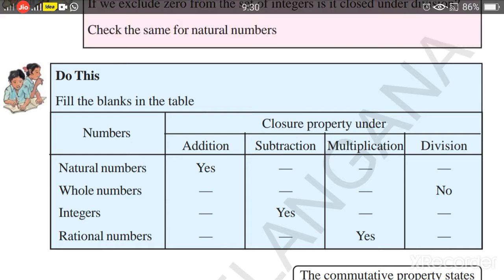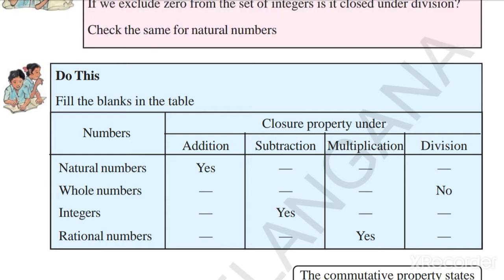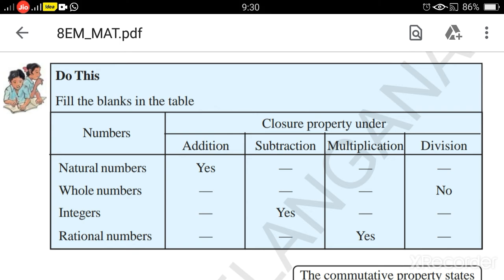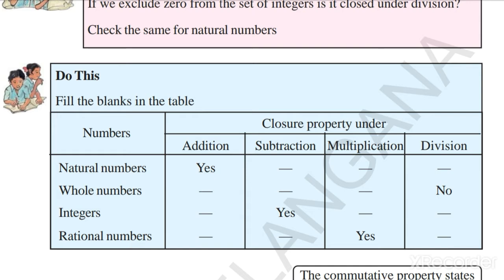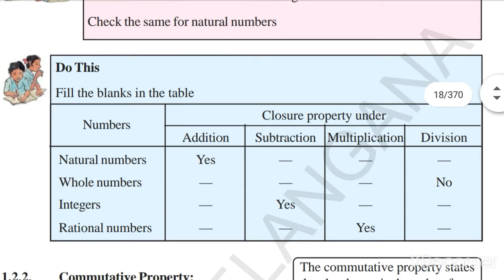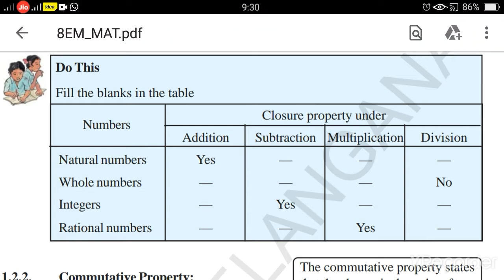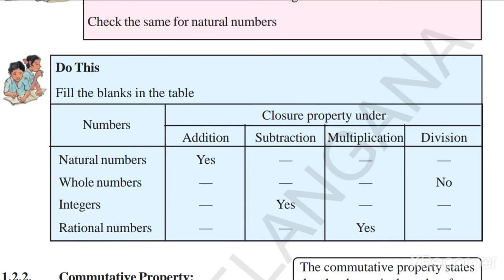Yesterday's class I discussed the closure property for natural numbers, whole numbers, integers and rational numbers. So today I am going to discuss fill in the blanks. For natural numbers, whole numbers, integers and rational numbers, we have to check the closure property under addition, subtraction, multiplication and division, as we did in the previous class.